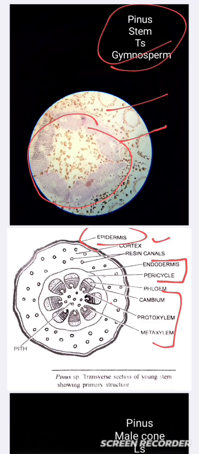It is eustele. That means the vascular bundles are arranged in a ring. Vascular bundles are open and endarch. That means xylem is toward the inside of the stem and phloem is outward. After the vascular bundles, we come to the pith. The pith is small and a few cells of the pith are filled with resin.